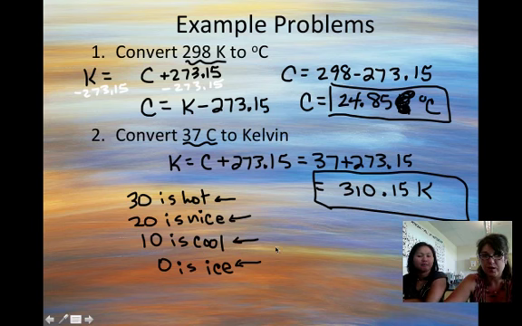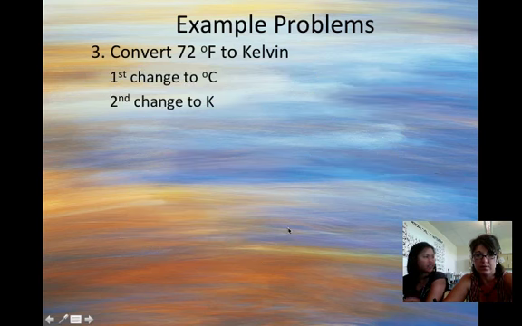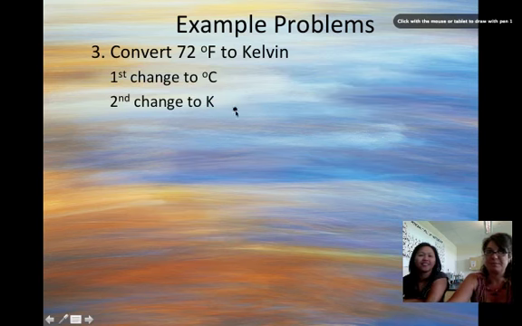All right, we're moving on. 30 is hot, 20 is nice, 10 is cold, 0 is ice. You like that? It's an easy way to remember.